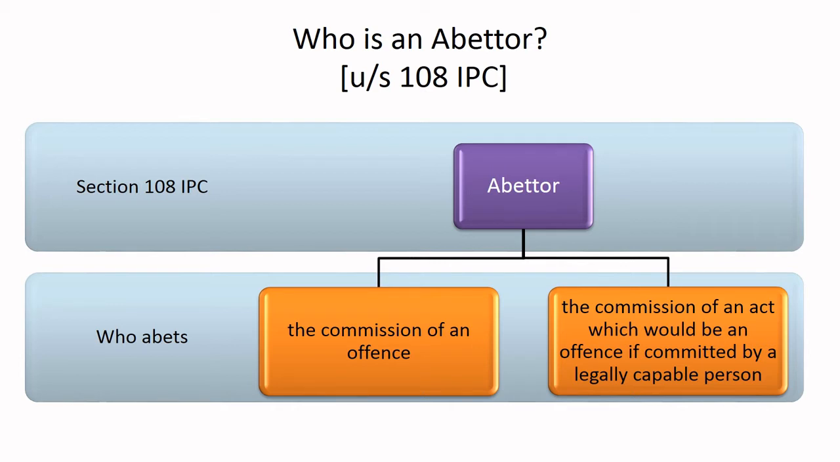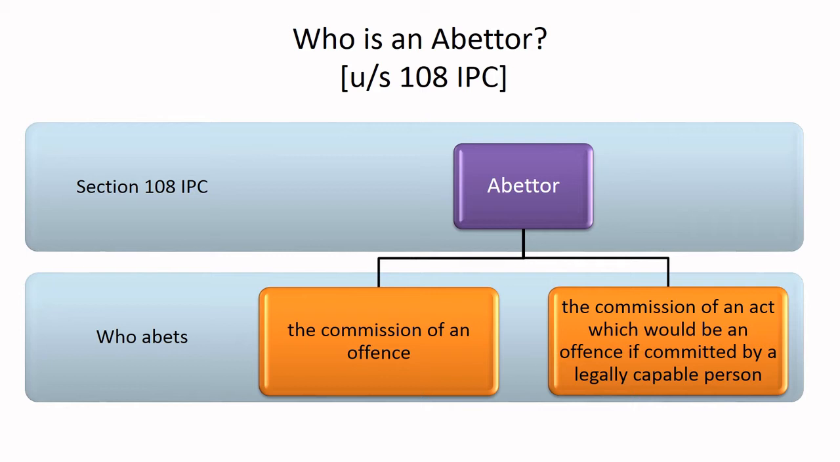First, let us look into the first part of the definition, which is a person who abets the commission of an offence. Here, the term abet means a person who instigates, a person who engages in conspiracy, or a person who aids in the commission of an offence by virtue of section 107 IPC. So, when a person does any of these 3 acts to another person in order to effectuate a crime, then the person is an abettor. Now, looking at the second part of the definition, wherein an abettor is a person who abets the commission of an act which would be an offence if committed by a legally capable person.